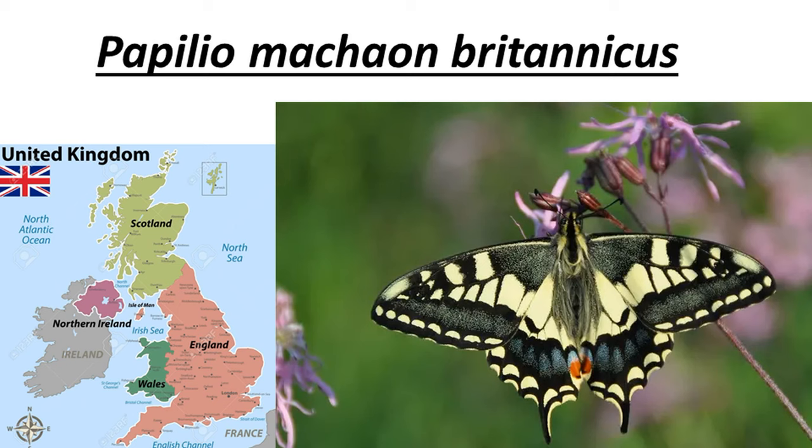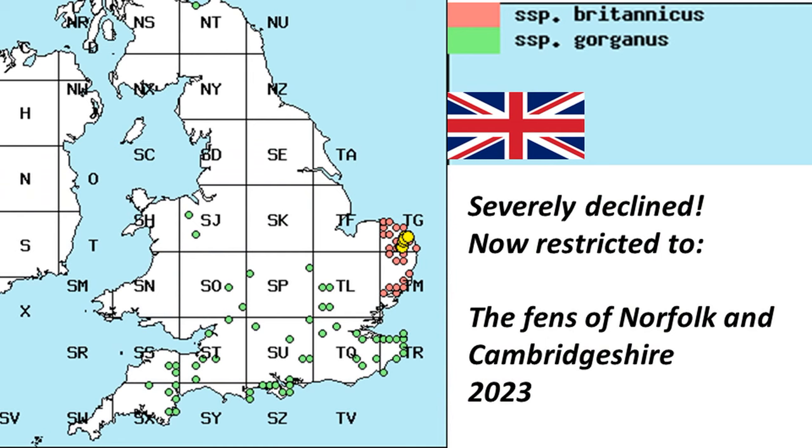Papilio machaon britannicus is a form of machaon with broad, black, deep markings, with particularly wide, yet black, submarginal bands. It occurs in England, where machaon was once widespread, but it is now very restricted. This is bad news. This subspecies has lost so much of its range that it's been pushed back to only a very tiny part of the United Kingdom. Nowadays, this species is only found in the fens of Norfolk and Cambridgeshire.